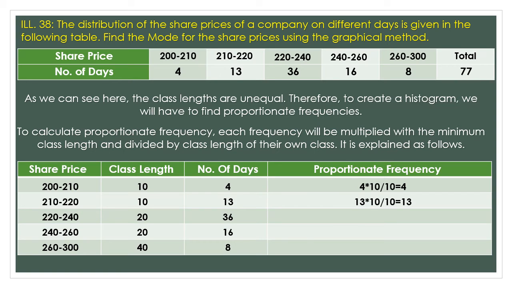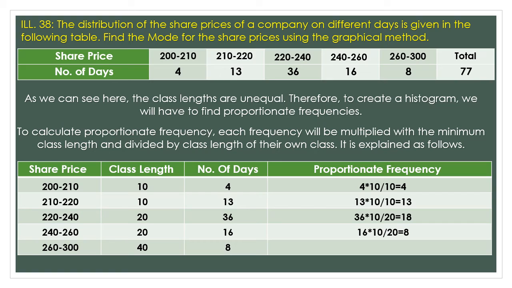The class length of third class is 20. So 36 will be multiplied with the minimum class length 10 and divided by 20. So the proportionate frequency which we will get is 18. So assuming that if class length was 10, the frequency of third class would be 18.